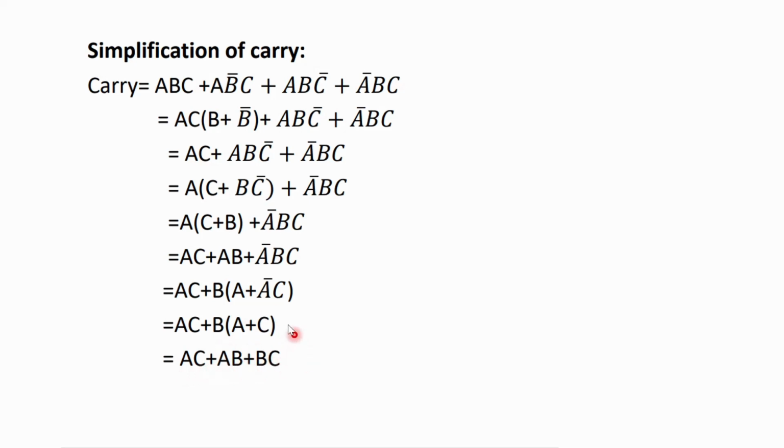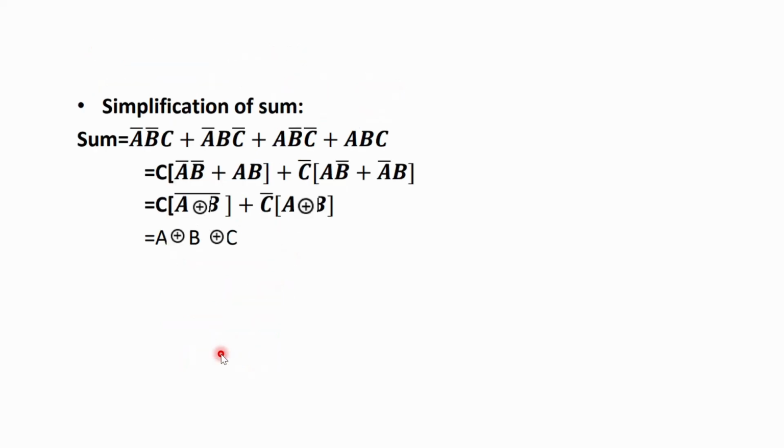So if we draw the logic diagram for this carry expression, we need only a smaller number of gates. At most three AND gates and two OR gates are needed. There is no use of a NOT gate. So the logic diagram will be simple when we compare with the previous expression. And for the sum, we can use a logic gate which is XOR, a three input XOR, or we can use two XOR functions.